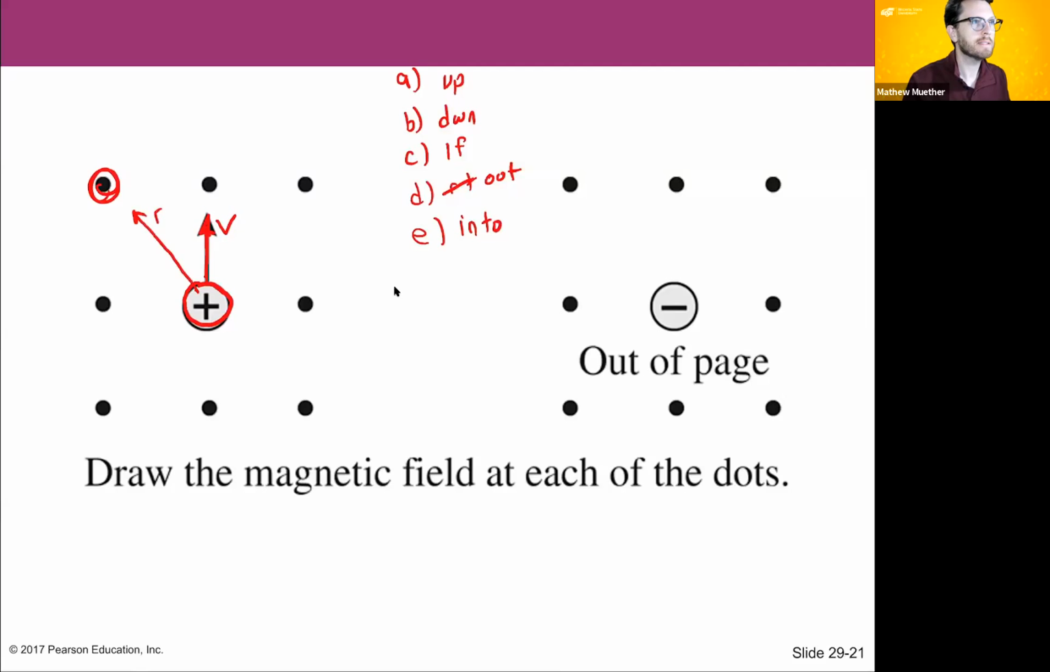Let's end this, share the results. Okay, most of you selected D, that it's out of the page. Let's check. As I'm looking at the screen here, V is up, I put my middle finger in the direction of R, and my thumb is pointing right at my face here. So the B field at this point has to be coming out of the screen.